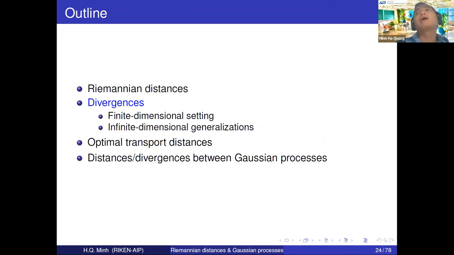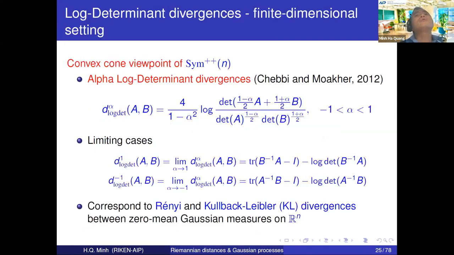Now we also have divergences. That's also the open convex cone viewpoint on the set of SPD matrices. And using this, we can define the log-determinant divergences. So we have several families of divergences. This one is called the alpha log-determinant divergences. It's parameterized by a parameter alpha here. So it's given by this formula.